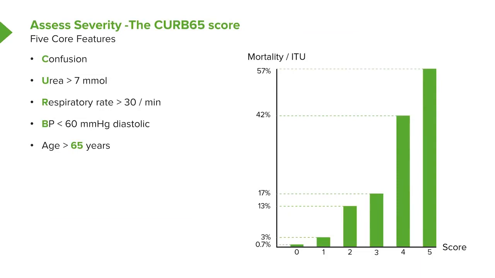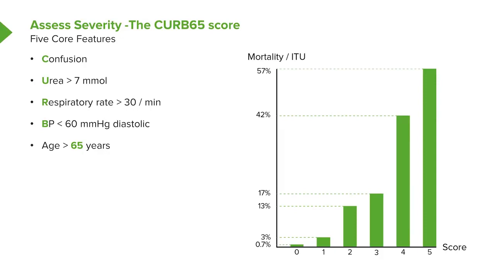Management: how do we assess the severity? This is largely done using a score called the CURB-65 score. It takes 5 factors: confusion, whether it's present or not; urea, whether it's greater than 7 or not; respiratory rate, whether it's greater than 30 or not; blood pressure, whether the diastolic blood pressure is less than 60 or not; and whether the patient is over 65 years of age or not. That gives you a score of 0 to 5.